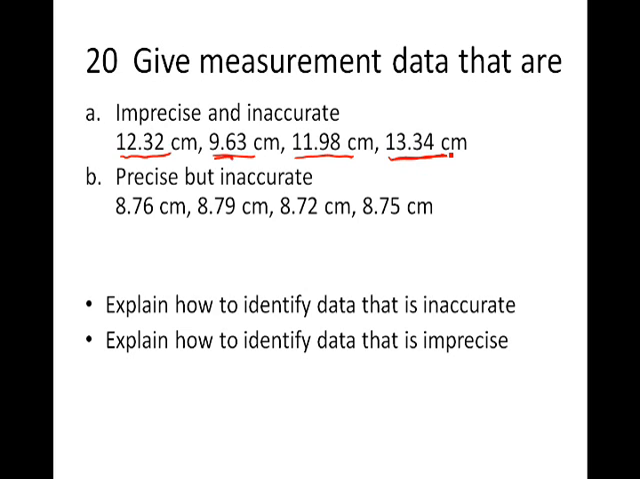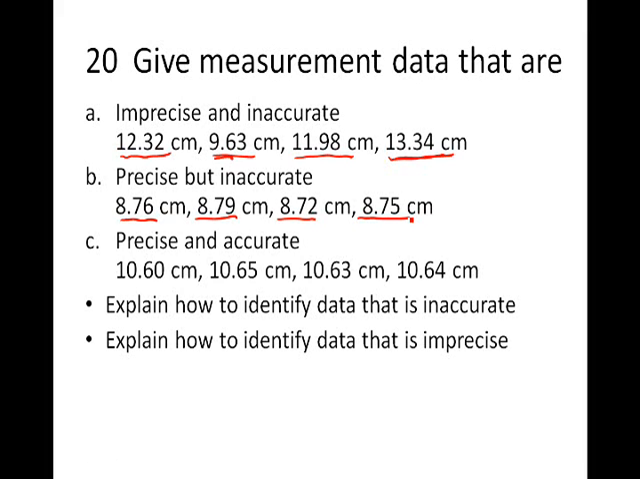Here we're looking at precise but inaccurate. Now precise because these measurements are very close to the same, but inaccurate because they're not close to the accepted value. Once again, you're going to want to glance at the accepted value there in Chapter 1, Problem 20. Precise and accurate. So the accepted value must have been somewhere close to 10.6. So here we have precise and accurate.